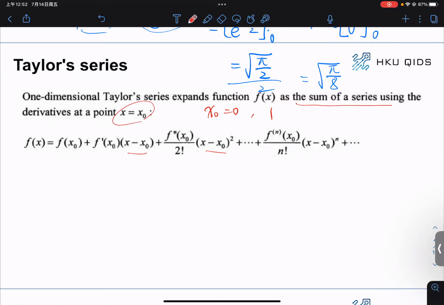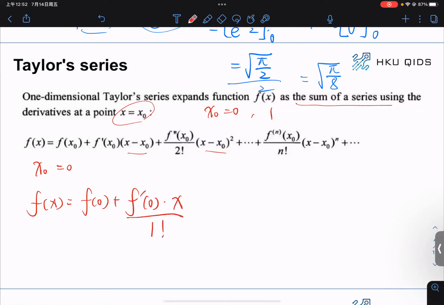And please remember this format. I hope you will all be very familiar with that, and I believe it is going to be widely applied, as you will see in the next few questions. So if x0 equals 0, then f(x) is going to equal f(0) plus f's first derivative multiplied by x over 1 factorial, plus the second order derivative multiplied by x squared over 2 factorial, and all the way on.